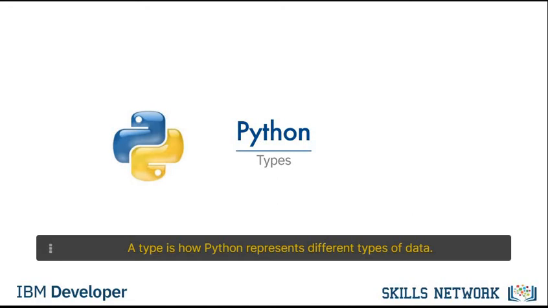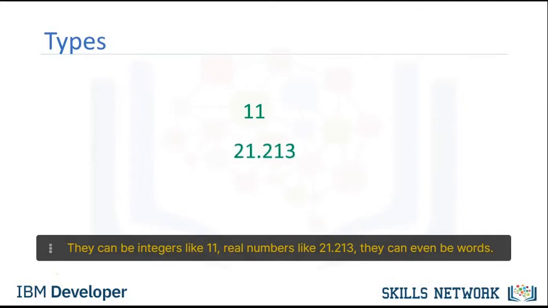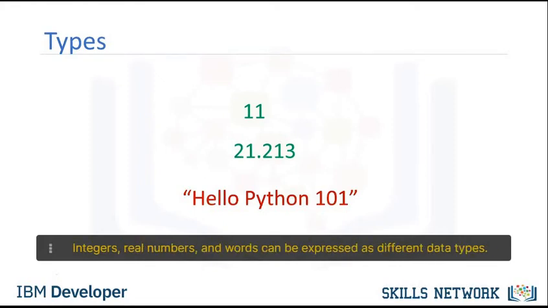represents different types of data. In this video, we will discuss some widely used types in Python. You can have different types in Python. They can be integers like 11, real numbers like 21.213. They can even be words. Integers, real numbers, and words can be expressed as different data types.